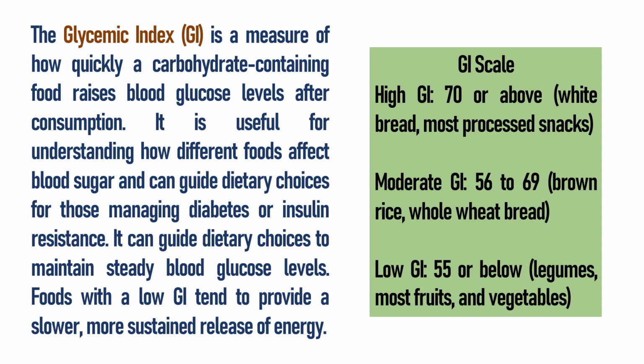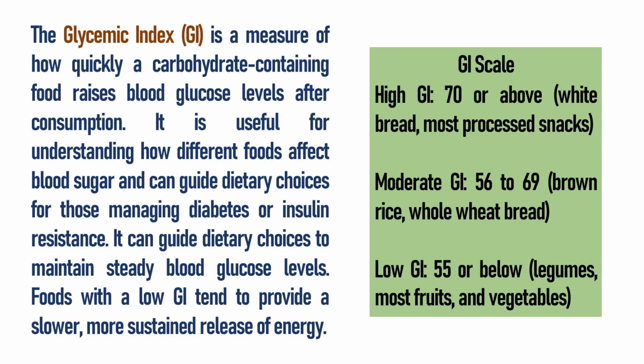The glycemic index is a measure of how quickly a carbohydrate-containing food raises blood glucose levels after consumption. It is useful for understanding how different foods affect blood sugar and can guide dietary choices for those managing diabetes or insulin resistance. It can guide dietary choices to maintain steady blood glucose levels.